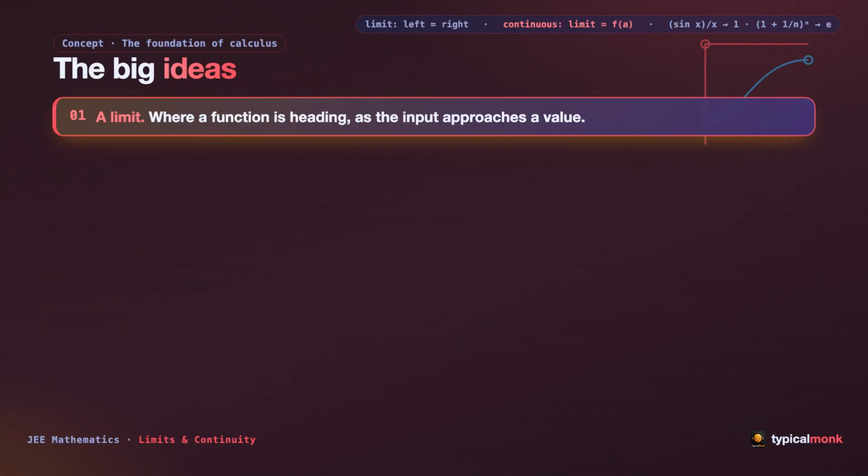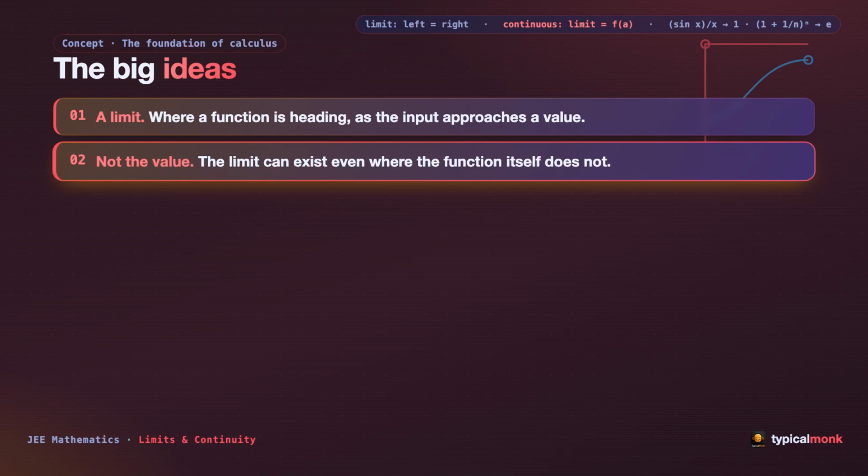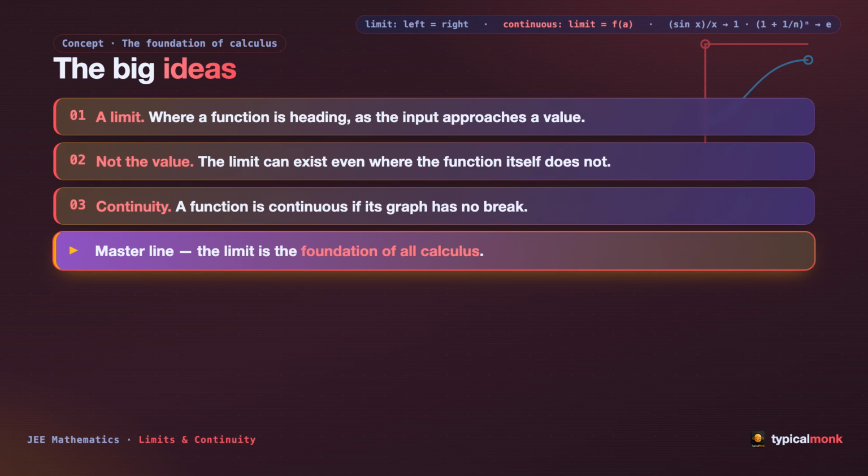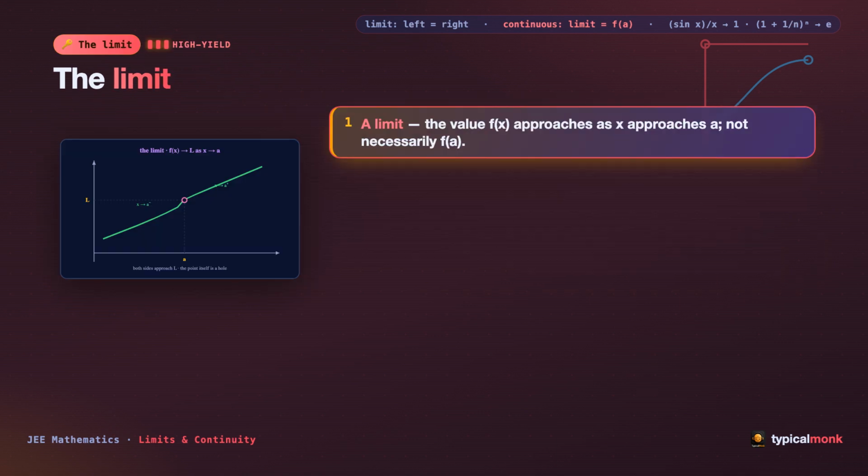Let us set the foundation. A limit. It is where a function is heading as the input approaches a value. Not the value. The limit can exist even at a point where the function itself does not. Continuity. A function is continuous if its graph has no break. Master line. The limit is the foundation of all of calculus. Now look at the picture.